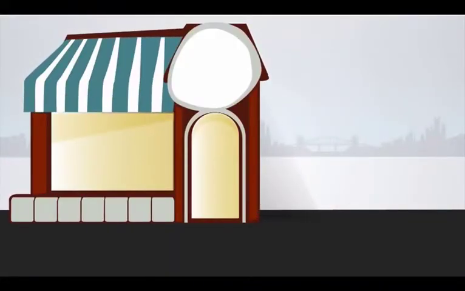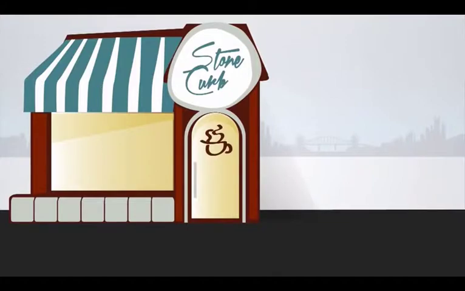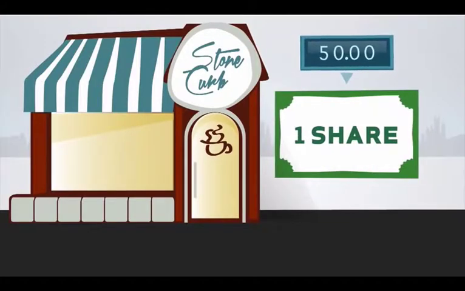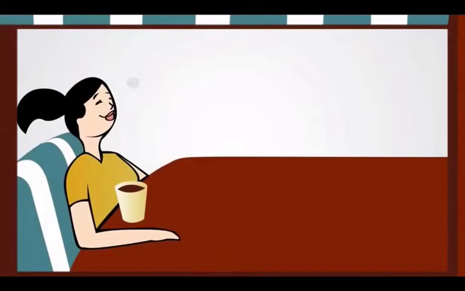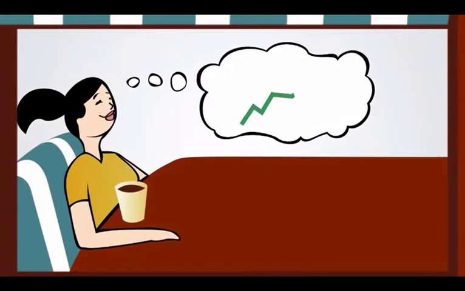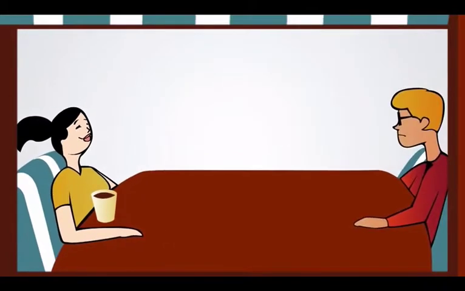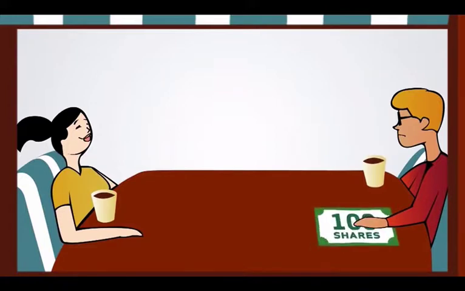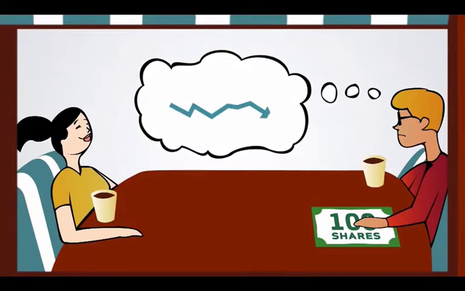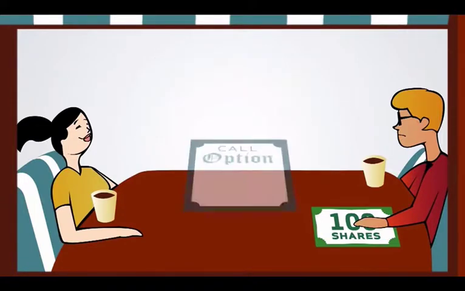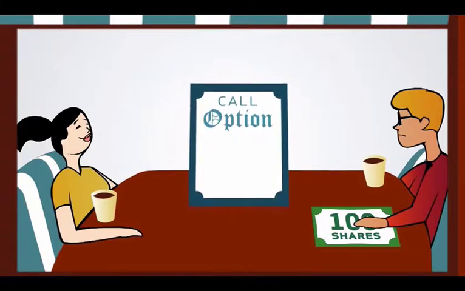Suppose there's a coffee shop chain called Stone Curb Coffee. Stone Curb stock is currently trading at $50 a share. An investor believes that the stock price of Stone Curb will rise. This investor could buy the stock, but she wants to be in a position to take advantage of this anticipated price movement. Now let's assume that there's another investor. He already owns 100 shares of Stone Curb stock and plans to hold on to it for a while. He thinks that the stock price will not increase much over the next few months. Both investors can benefit from a call option.